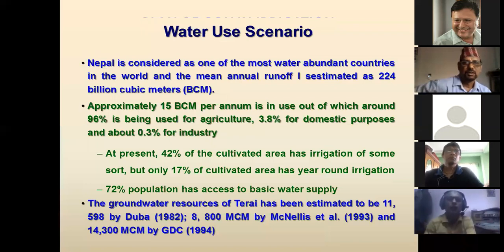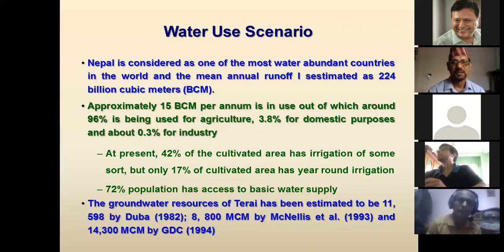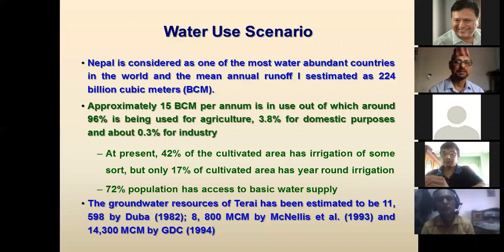So this is some of the data that almost 42% of cultivated area are from year-round irrigation, only 17%. This 17% year-round irrigation is also mostly from the groundwater contribution, because surface water flow is very low during the pre-monsoon season and when we require water to irrigate. And also, 72% of the population that is having the access to the water supply is also from the major part contribution from the groundwater.